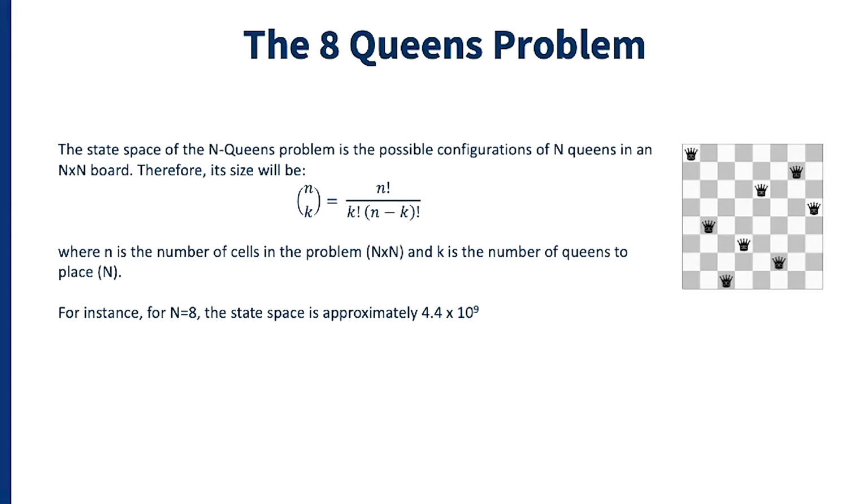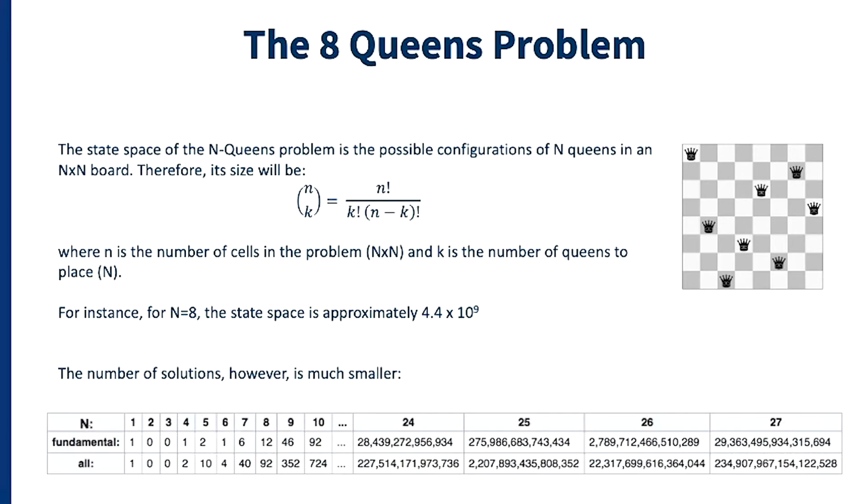So, what is the state space of the n queens problem? It is essentially the number of different positions of those queens in their n by n board. From combinatorial math, this is the number of possible selections of k elements taken from a set of n. In our example, n is capital N by N, while k is capital N. For instance, for N equals 8, the state space is approximately 4.4 times 10 to the power of 9, or 4,000 million different ways in which you can place the queens on the board.